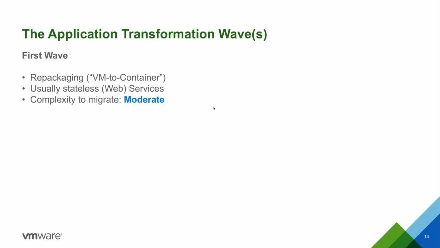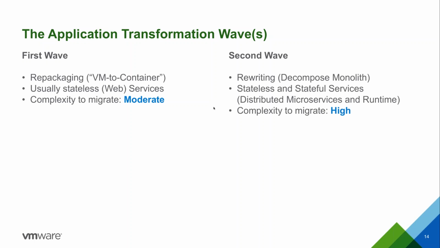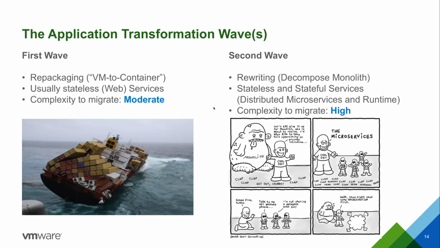And the second wave is more like rewriting. So decompose the monolithic applications, differentiate between stateful and stateless services, and actually migrate that off, right? But if you look at just some images here, the repackaging might be very easy, right? But you also need to worry about, does that actually work? Does that work at scale? So the complexity to migrate is fairly moderate, but the complexity to migrate to the second wave and actually rewrite the application is pretty high. So how do you actually deal with that, and how do you support that?